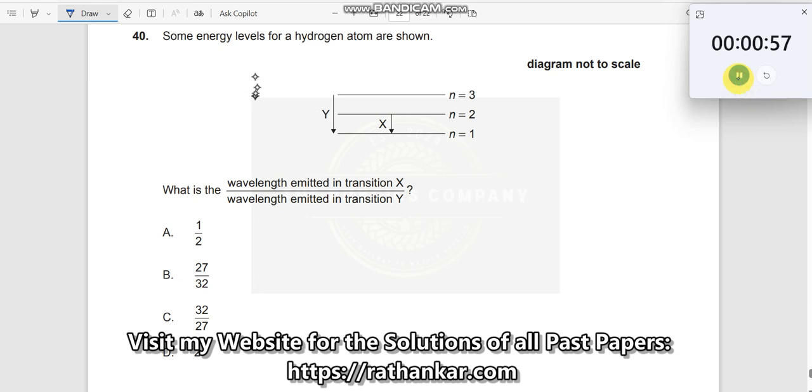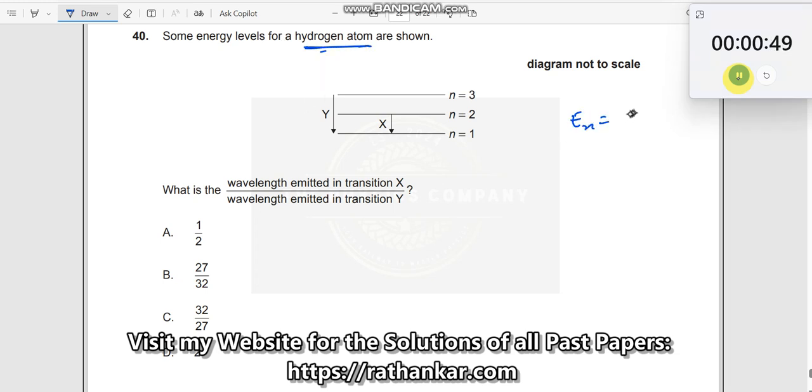Question number 40. Some energy levels of a hydrogen atom are shown: 3, 2, 1. Hydrogen atom, which means what? You are going to use Bohr's atom model, and your energy equation is given by minus 13.6 divided by n square. What is the wavelength emitted in transition X to the wavelength emitted in transition Y? So that's what has been asked.